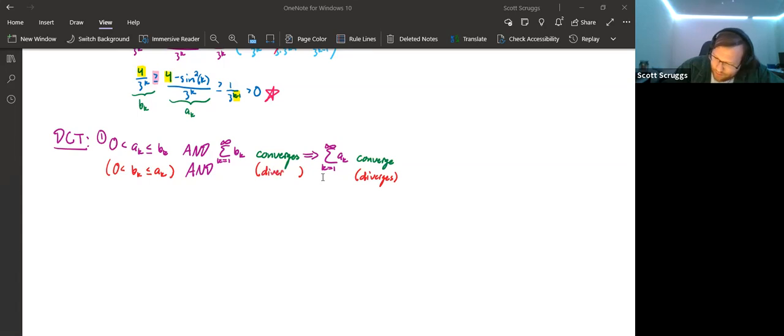So for a comparison test, if you already know that the series you're comparing with diverges, and if you want to use direct comparison tests, then that means you need this inequality to finish up your conclusion for divergence. If you don't have that order, but instead say a_k less than b_k in that scenario, then you can't say anything for that.